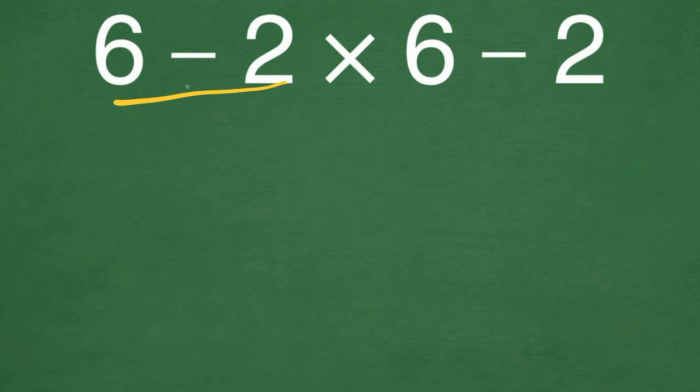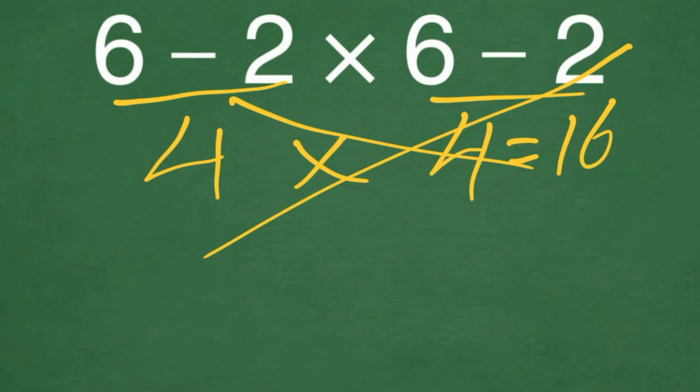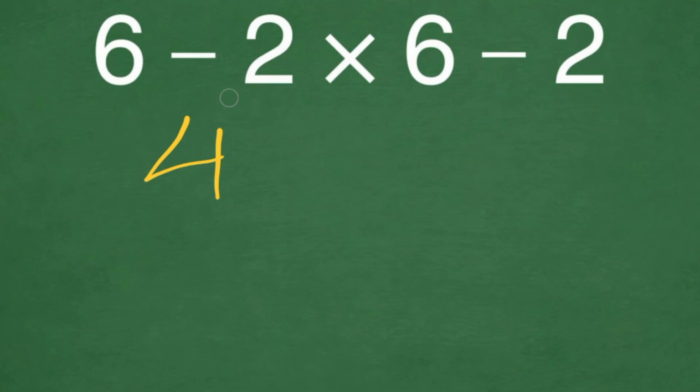6 minus 2 gives us 4. And again 6 minus 2 gives us 4. And 4 times 4 is equal to 16. But this answer is not correct. And other people solve this problem differently.